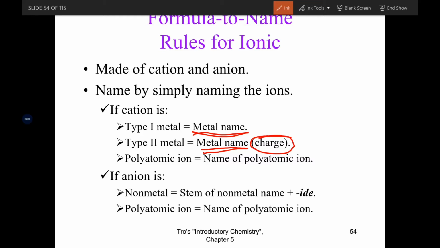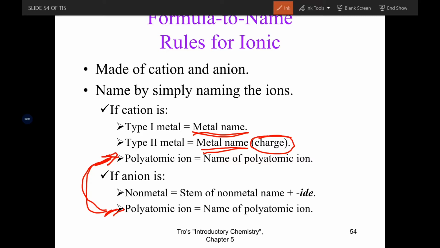Sometimes we can have a cation that is a polyatomic ion, and we'll do that. For anions, we can also have a polyatomic ion. So those polyatomic ions could be anions or cations, and we just name them as is. We will learn how to name polyatomic ions, so we will have those names as is.